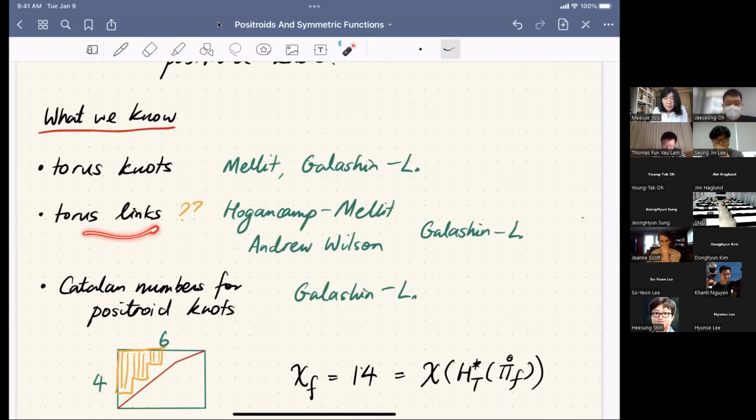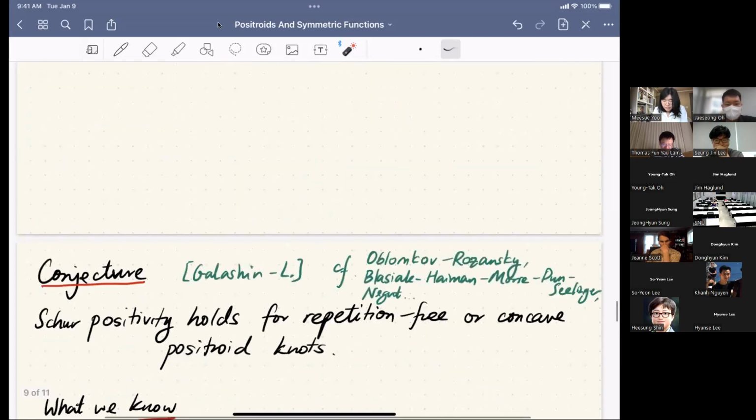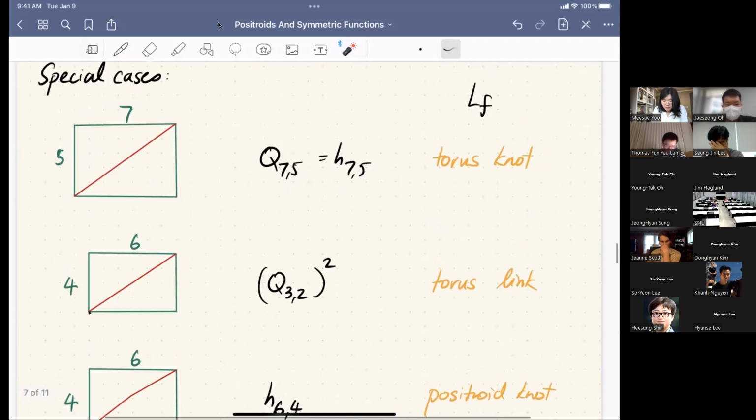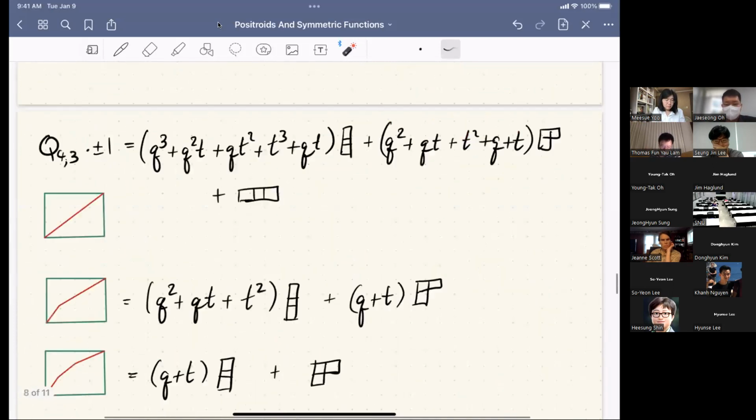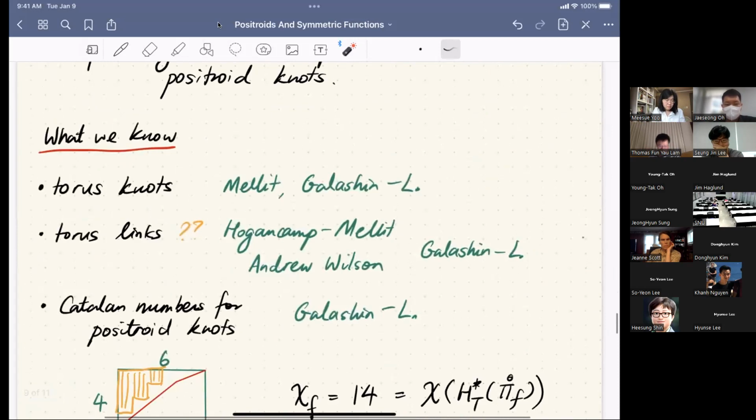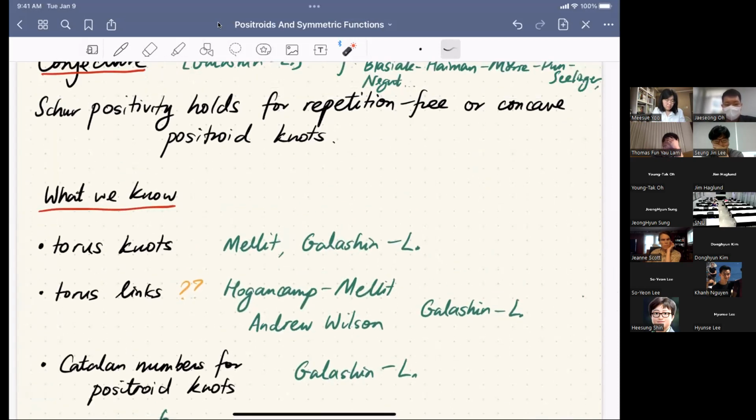And even in the torus link case, it seems like not everything is known. This is the case where you draw the main diagonal that passes through a lattice point, and the corresponding thing in knot theory is a torus link. So it's a knot that has multiple components. And already it doesn't seem that we completely understand this symmetric function operator, but there are some recent conjectures of Andrew Wilson about this.